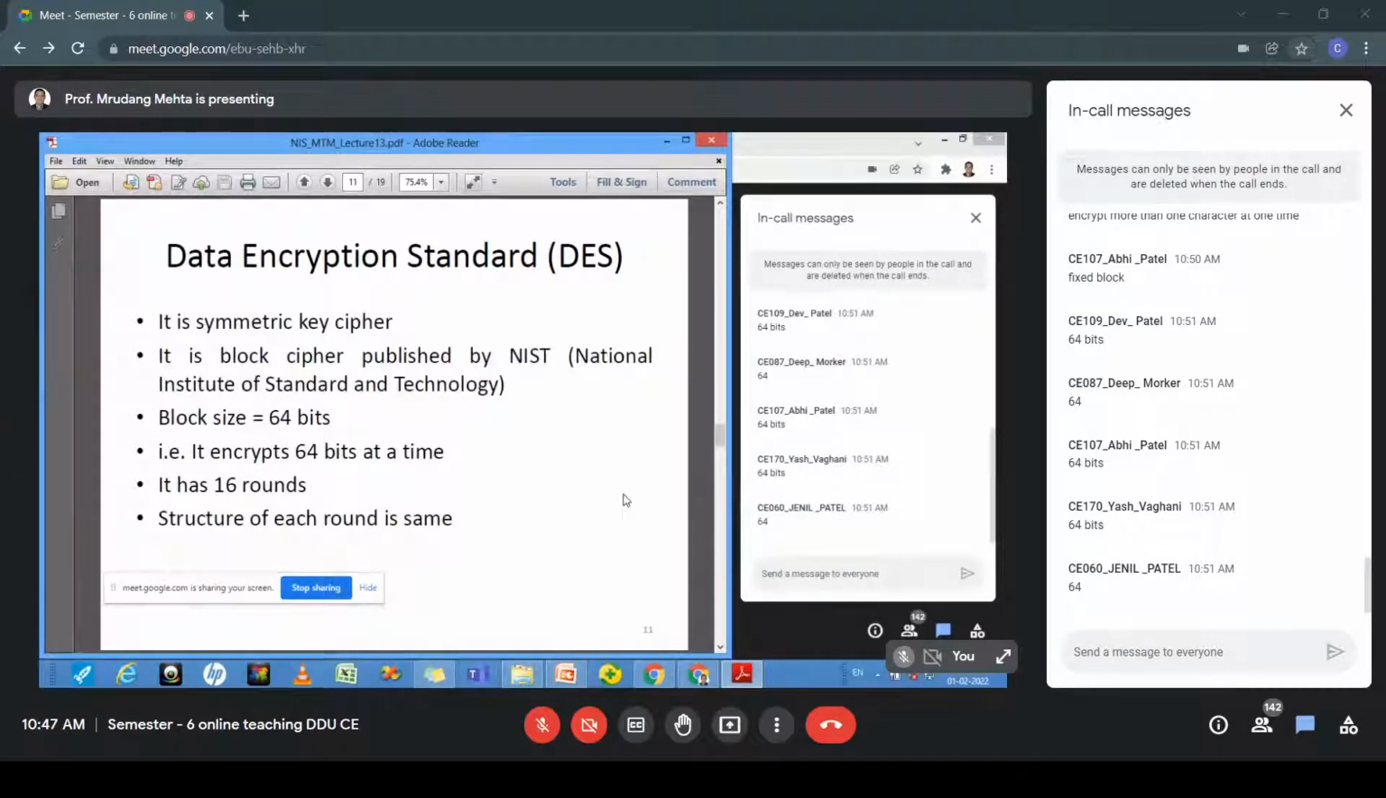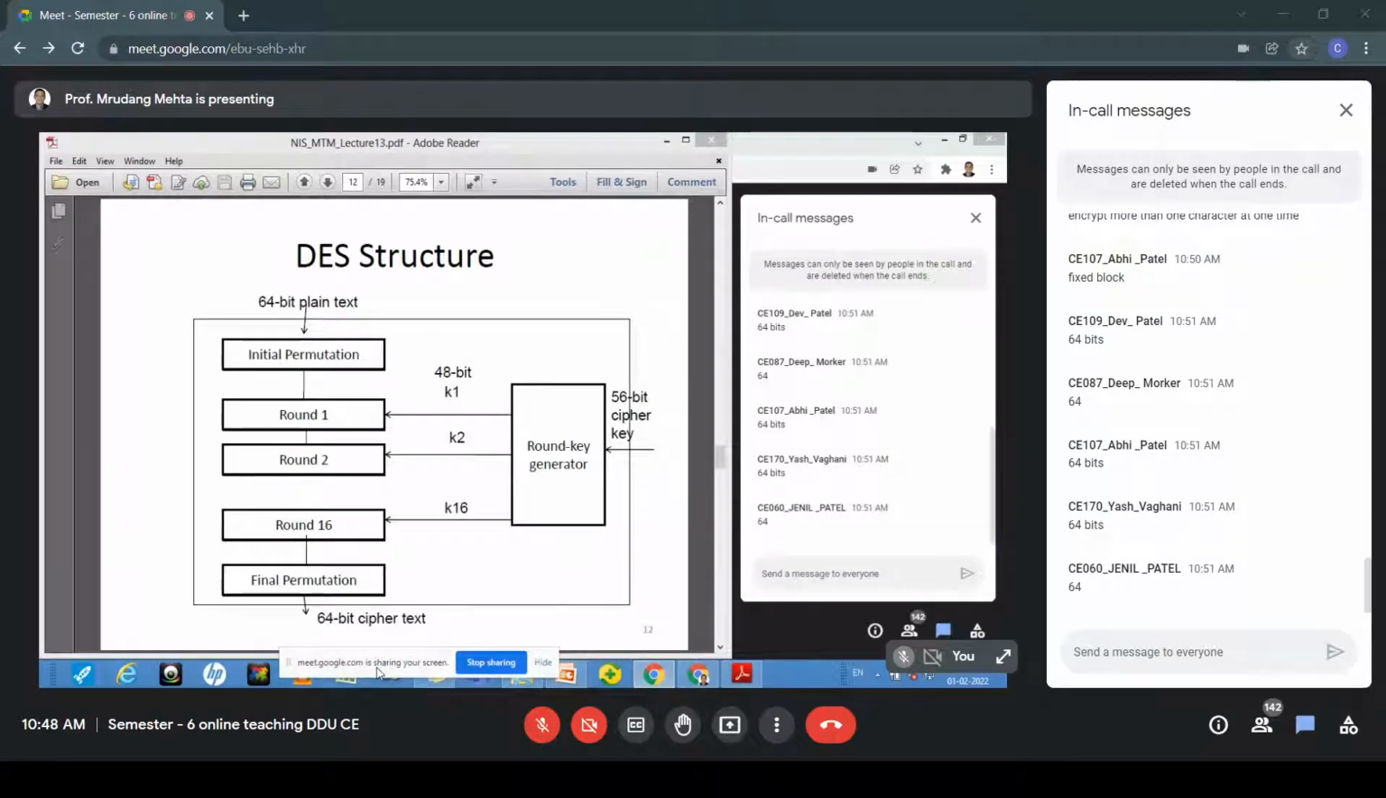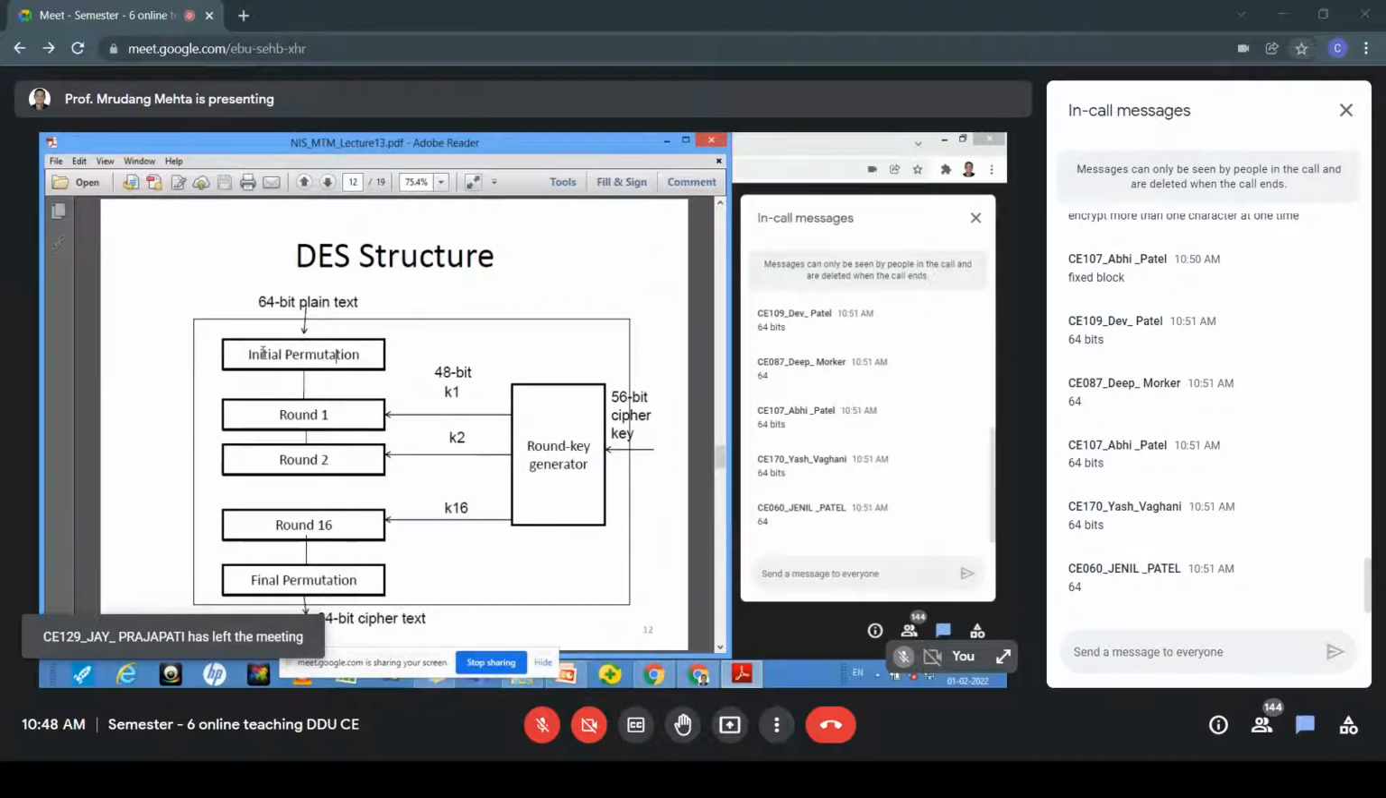How is it performed? There are 16 rounds. Now this is the basic diagram of the DES structure. You can see that the input is 64-bit plain text. The plain text is divided into 64-bit blocks, and each block is given as an input. This input is given to the initial permutation. There are two methods which we have seen till now: one is substitution and the second is transposition. Permutation shifts the position of the bits.